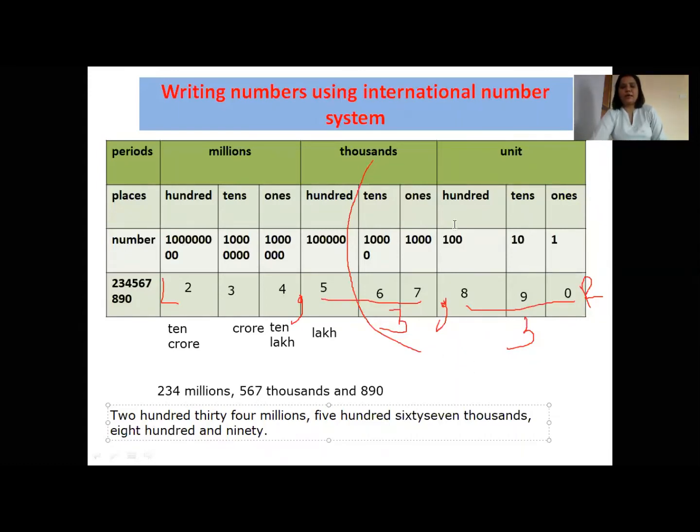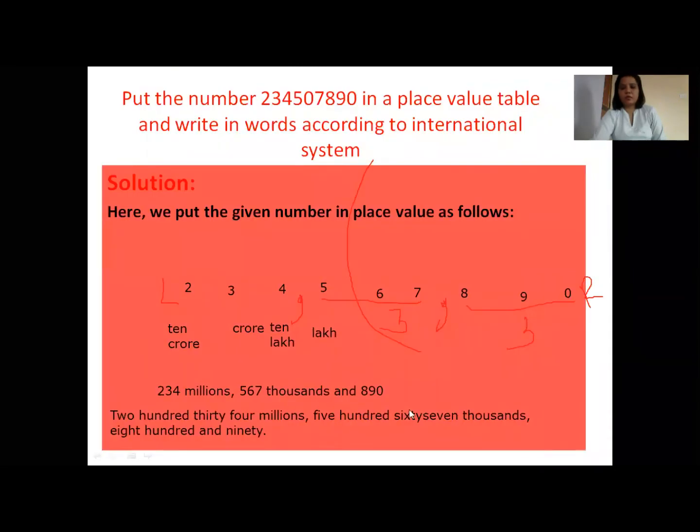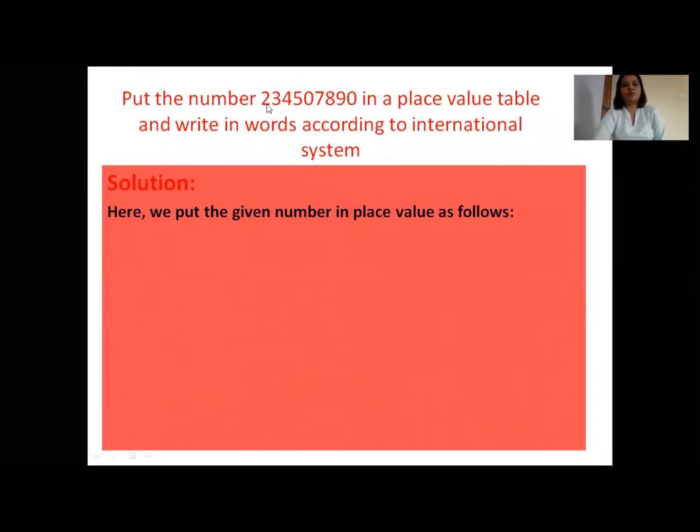Now we look at another example. Here the question is, put the number 234507890 in a place value table and write in words according to the international system. So the question has asked to put the number in a place value table. So we will draw a place value table. I have written the solution here.